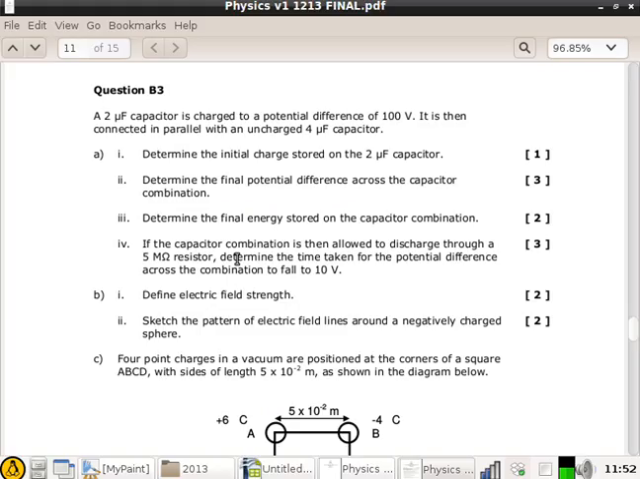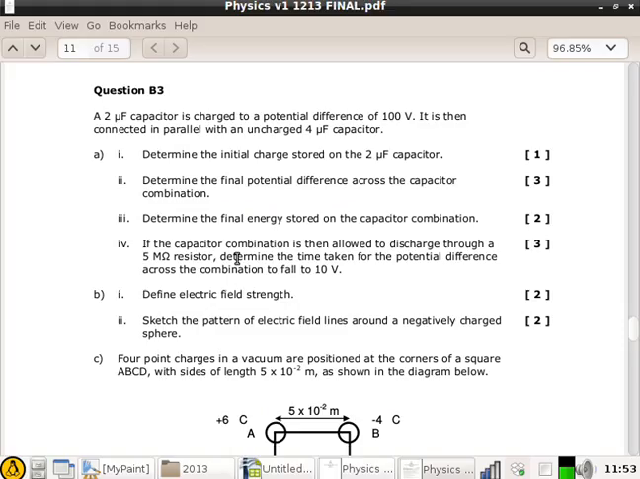So rather than going on to something new, I want to try and strengthen this knowledge by looking at exam questions on these topics. The first one I have up here is a section B question. Part A is all about capacitors. A 2 microfarad capacitor is charged, and the voltage is 100 volts. It is then connected in parallel. What's parallel? That's this one, isn't it? With an uncharged 4 microfarad capacitor.